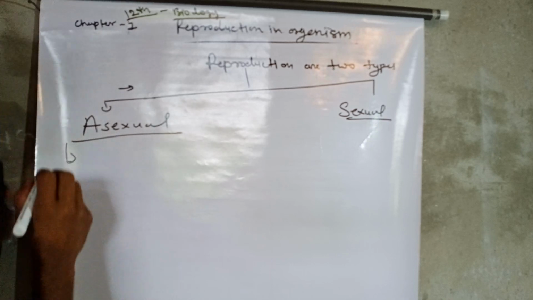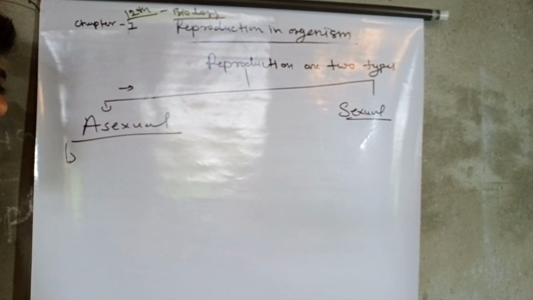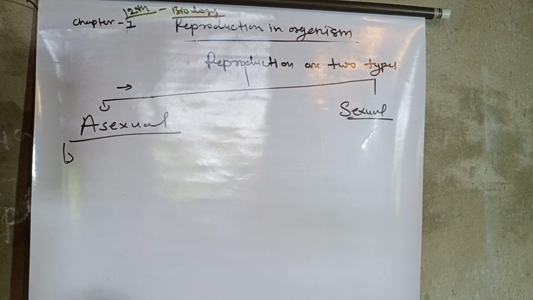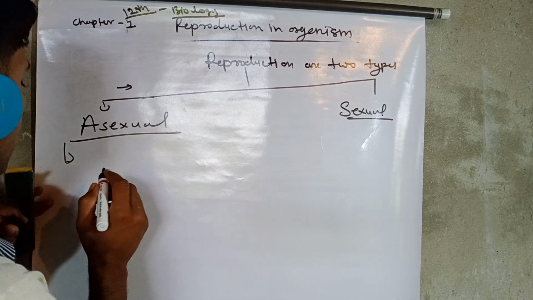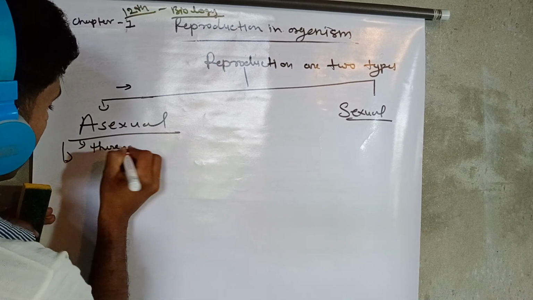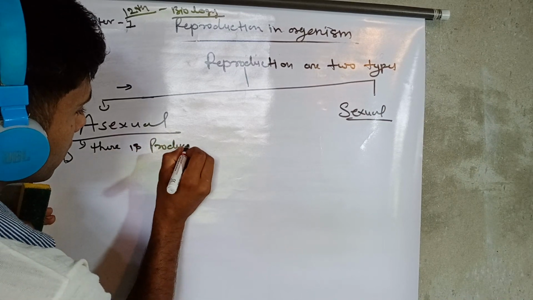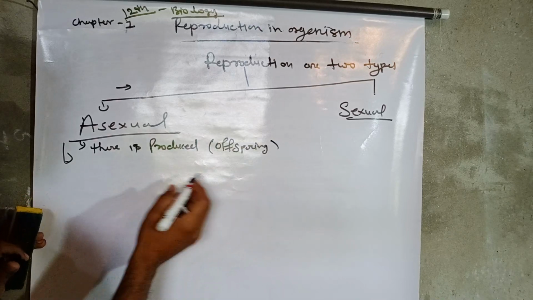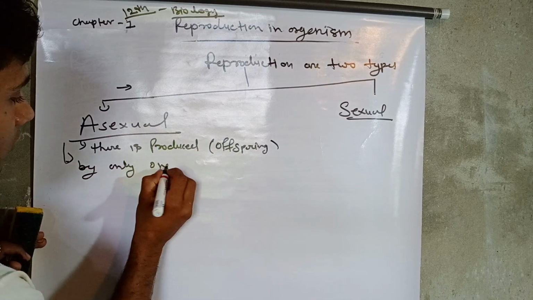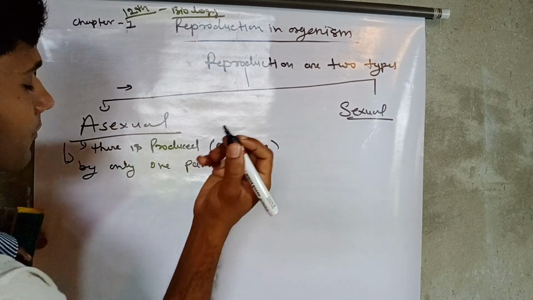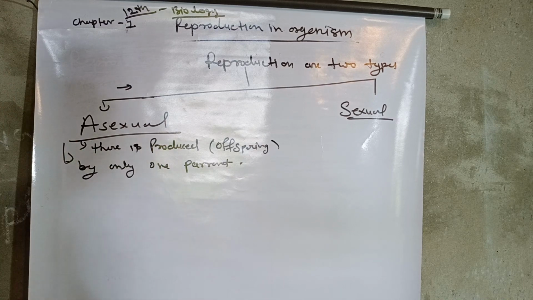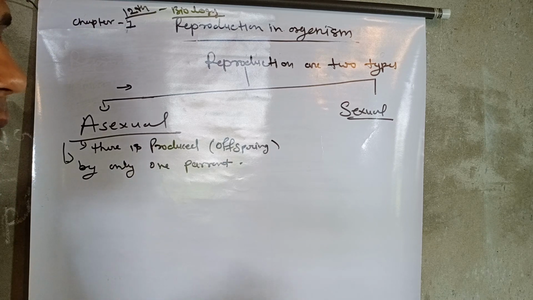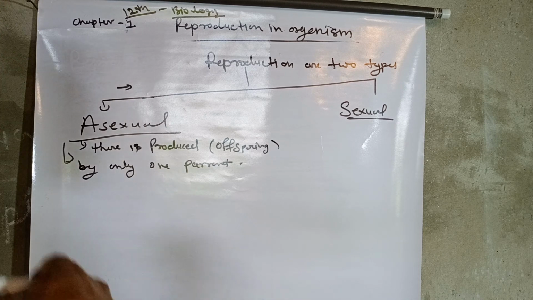What is asexual reproduction? In asexual reproduction, there is no requirement of an opposite parent or opposite sex gamete. New young ones are produced by only one parent. Okay students? Offspring are produced by only one parent. That means in asexual reproduction there is no requirement of both parents. Both parents means opposite sexes, male and female. Here, students, only one parent will produce the new young one.